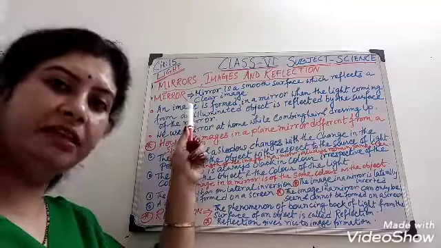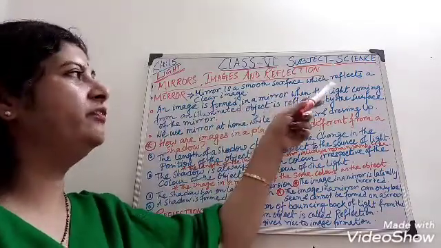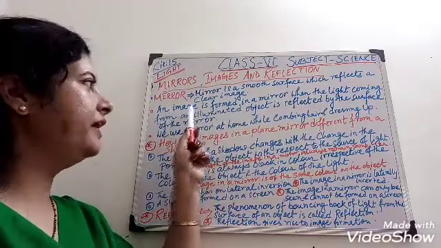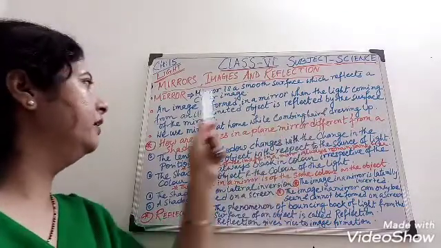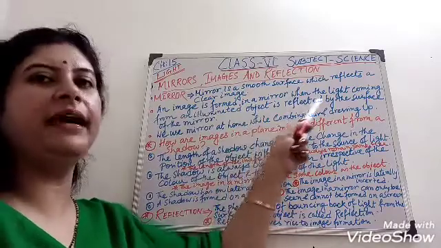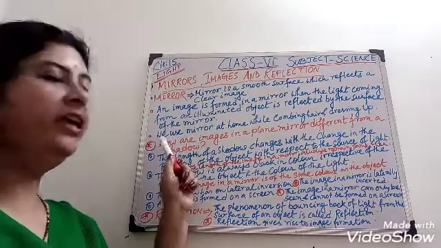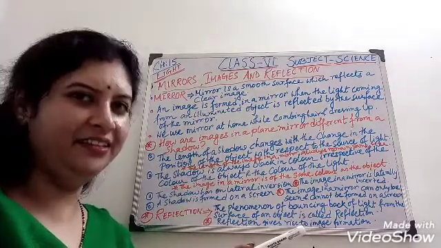First, what is a mirror? A mirror is a smooth surface which reflects a clear image. An image is formed in a mirror when the light coming from an illuminated object is reflected by the surface of the mirror. We use the mirror when we dress up or comb our hair.